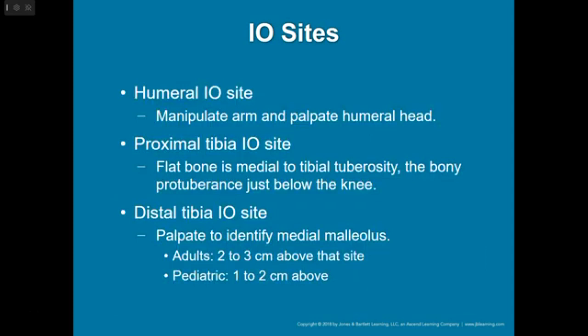Humeral IO: manipulate the arm and palpate the humeral head. There are some YouTube videos out there that show you the proper technique for doing that and getting that good IO site for all of these. So proximal tibia, that was, I would say, pretty much everybody's first line. The flat bone is medial to the tibial tuberosity, the bony protuberance just below the knee. You're going just below the knee and just to the medial aspect there. Distal tibia is okay as well, not as popular as that proximal tibia.